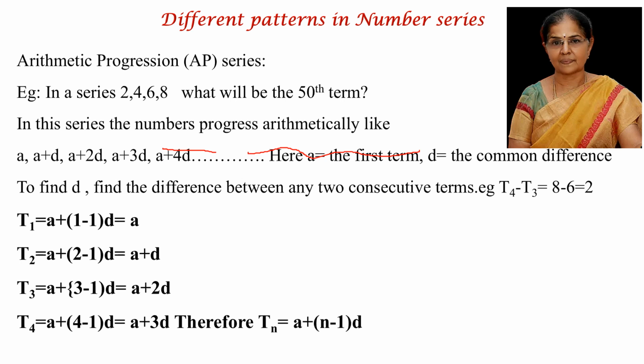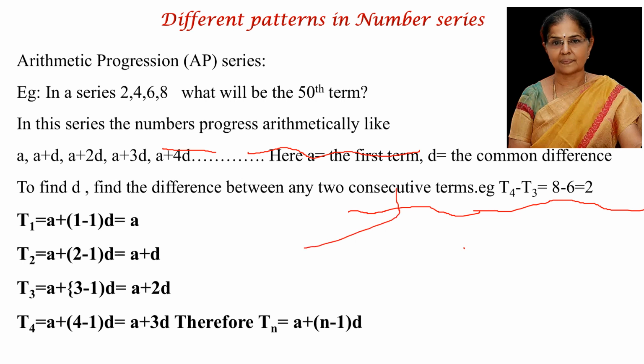But here, as we know, the numbers progress arithmetically. The first term is A, the second term is A plus D, the third term is A plus 2D, and the fourth term is A plus 3D, where A is the first term. You should know the formula. You have to learn the formula by heart. A is the first term and D is the common difference between two consecutive numbers.